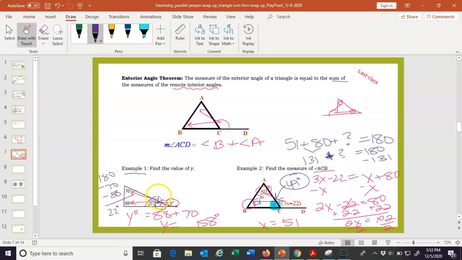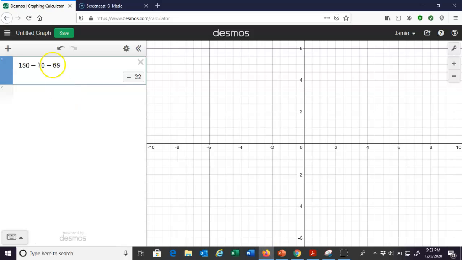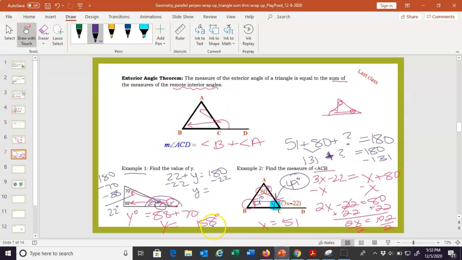And then look, these 2 angles are on a straight line. Remember what angles on a straight line add up to? These also add up to 180. So 22 plus y equals 180. And we can solve for y. 180 minus 22 is 158. Woohoo! It's the same value that we got by doing the exterior angle theorem.